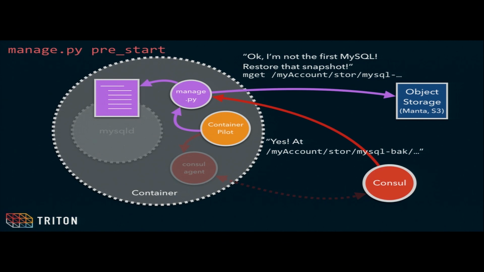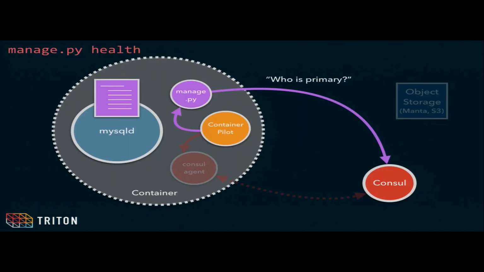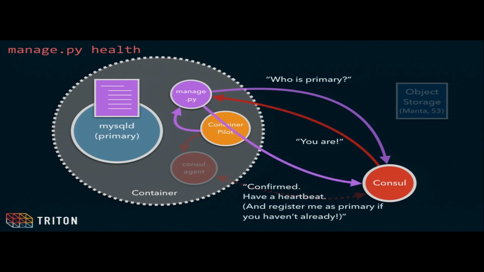Okay, so service health. So what we've got here is that on each health check, our managed PY application is going to say, who is the primary? And console, which has a key that says who the primary is, will say, well, maybe you are, right? In which case, if our application agrees with the data that I have locally, it'll confirm that and it'll say, okay, here, have a heartbeat. And register yourself as the primary if you haven't already, by the way. So there is a lock in console for who is the primary, and then there is the service registration of the primary, which that diagram is maybe not all that great.